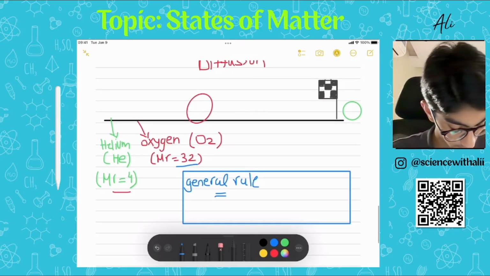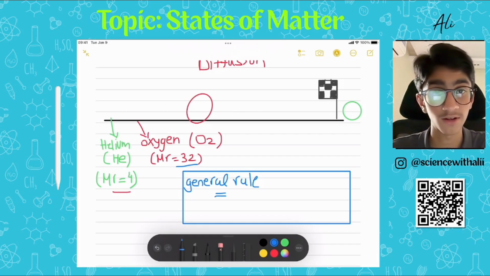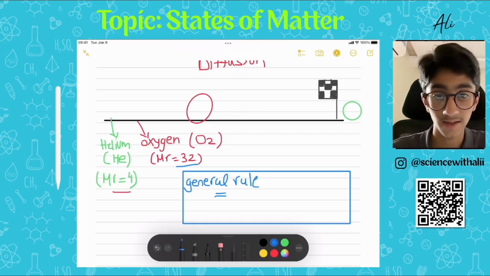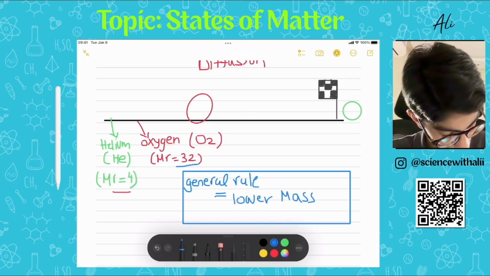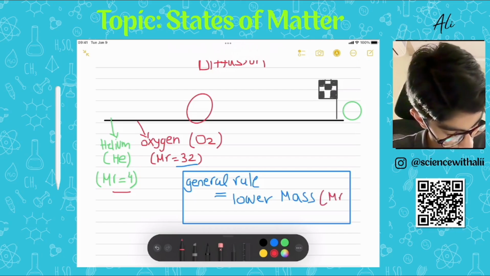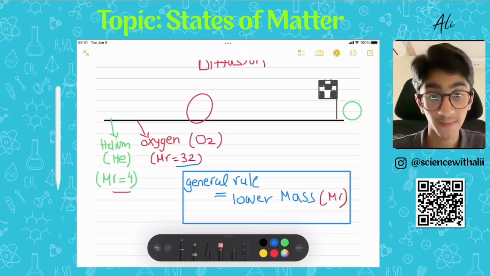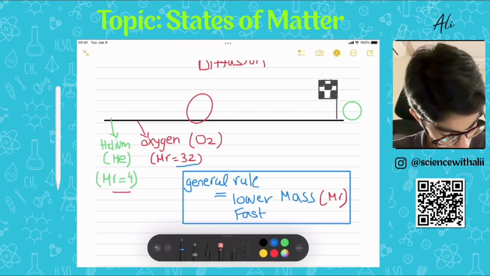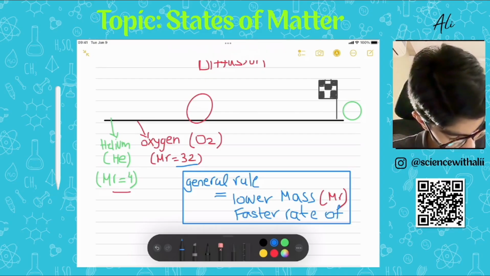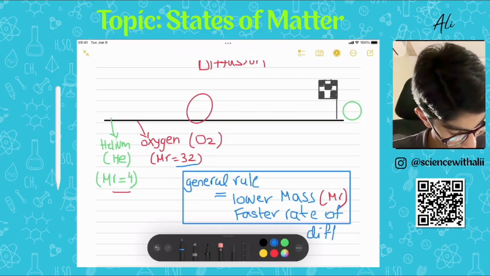So let's write a general rule over here. The general rule is that lower mass, just write MR in the bracket, lower MR equals faster rate of diffusion. Just write that: faster rate of diffusion.